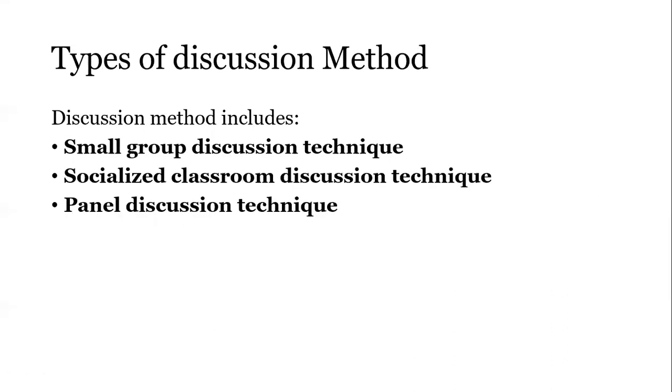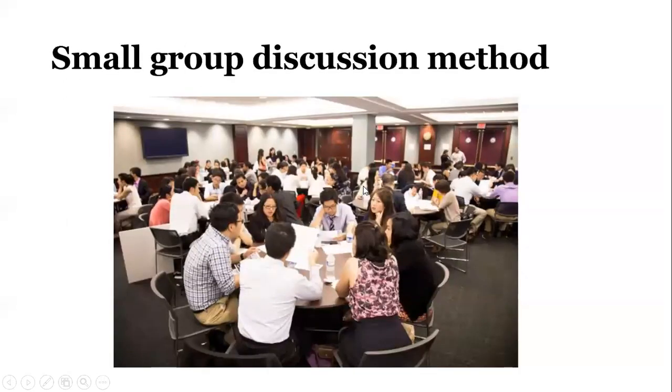So we have different types of discussions. We're going to go through each of them, but these are the basic three: the small group discussion technique, the socialized classroom, and the panel discussion technique. The small group discussion is typically as you see in the image on this slide, where you divide your class into smaller groups, and they are given a topic and go through that topic discussing, given the rules that I've just given you.